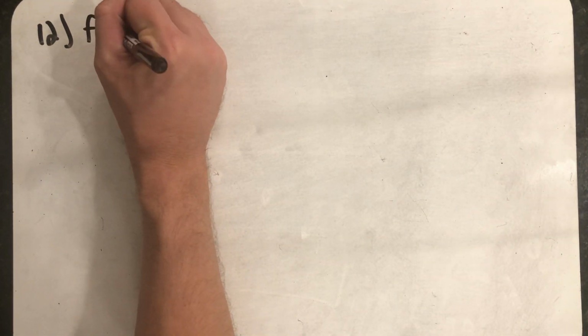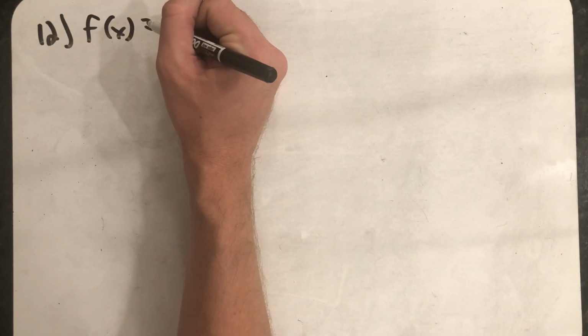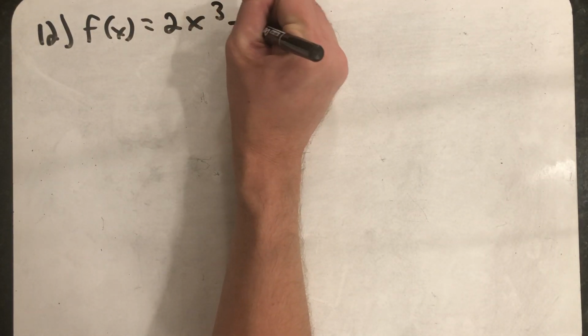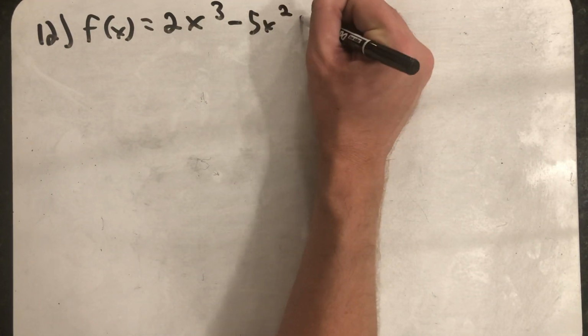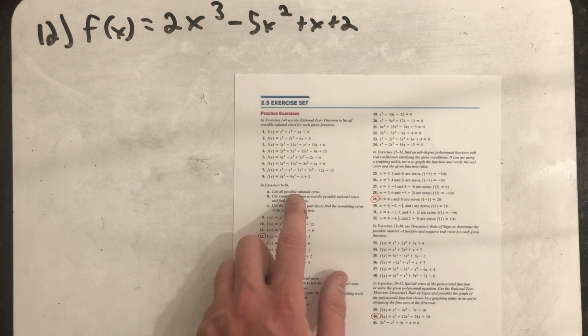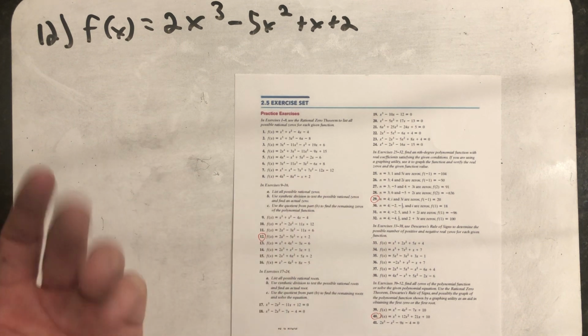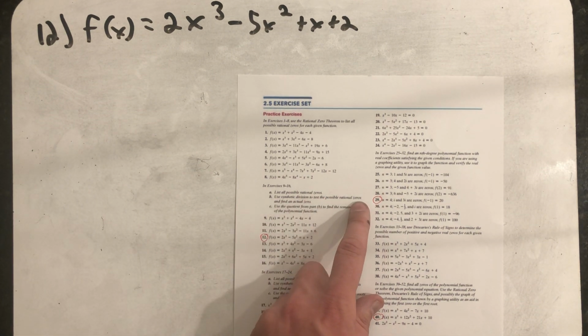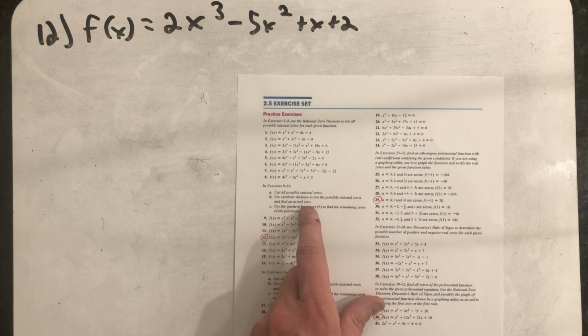Number 12 gives us a rational function, f of x equals 2x cubed minus 5x squared plus x plus 2. And the instructions are to list all possible rational zeros using the rational roots theorem, use synthetic division to test the possible rational zeros and find an actual zero, use the quotient from part B to find the remaining zeros.